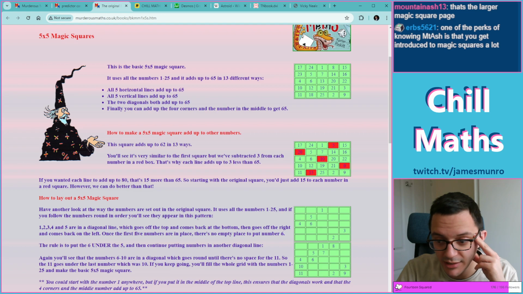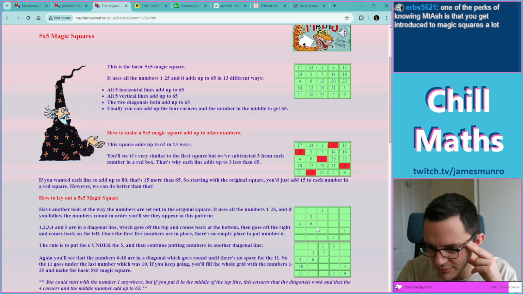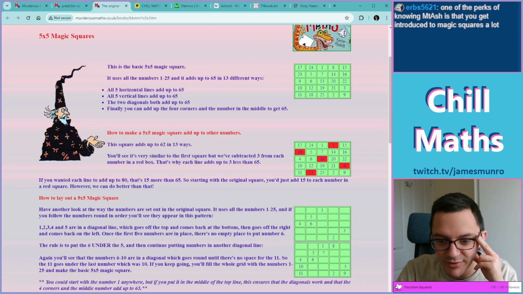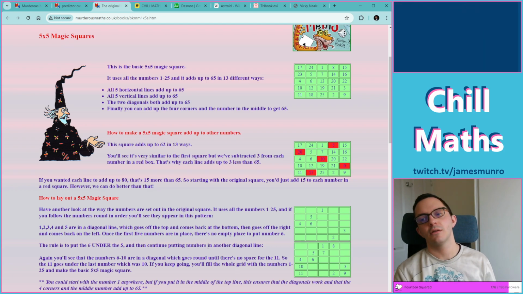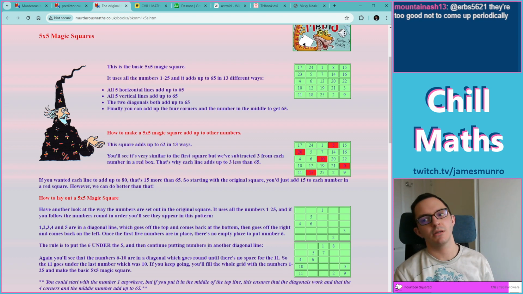If you follow the numbers around in order that they appear in this pattern. Oh my goodness. Goes off the top and comes back on the bottom. Where have I seen that before? Then goes off the right and comes back on the left. 1, 2, 3, 4, 5. Oh, once the first 5 numbers are in place, there's no empty space but the 6. So go down and then keep going. Okay. That's nice. You go round 6, 7, 8, 9. And then this is good because each row is a kind of bit of an arithmetic progression.